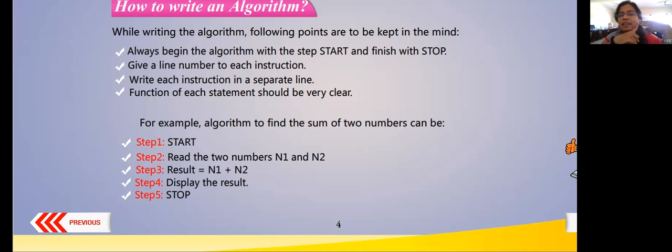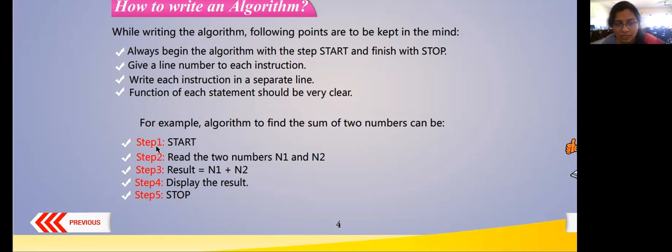Give a line number to each instruction. Whatever instructions you're giving to the computer one by one, as I said earlier, it should not be like a paragraph. It should be small instructions, right? Each instruction should be given one number. For example, on the safer side, we always follow the rule of step 1, step 2, step 3, step 4, right? You can see it on the screen, step 1 to step 5. Give a number to each instruction, so the computer will also understand.